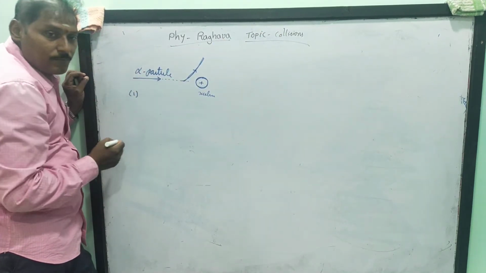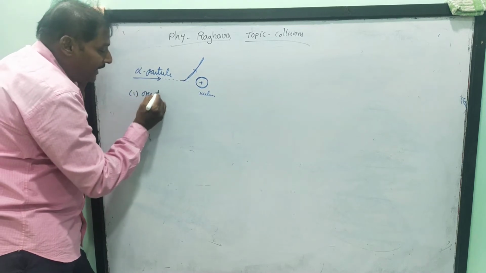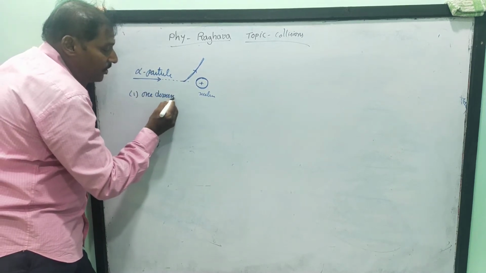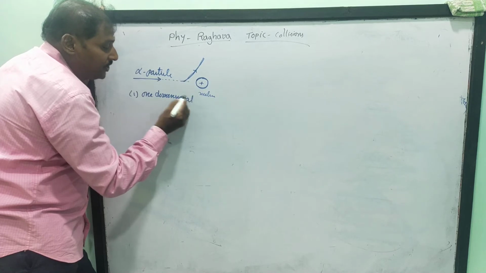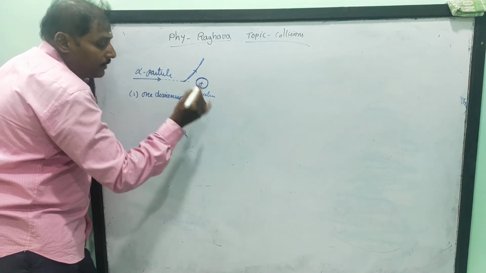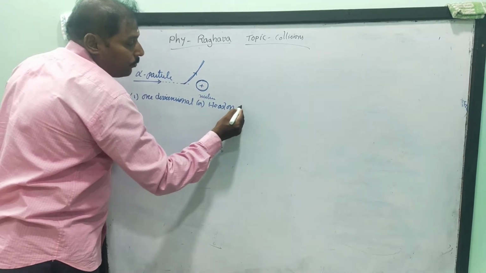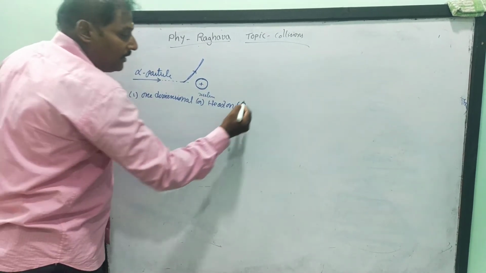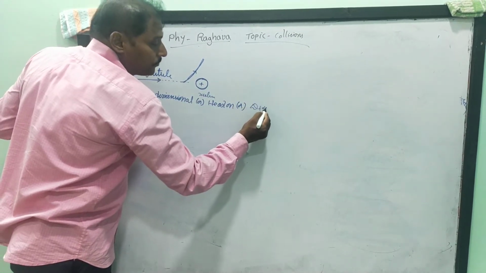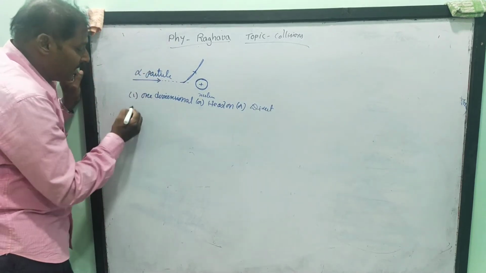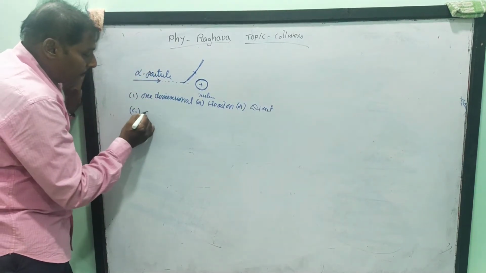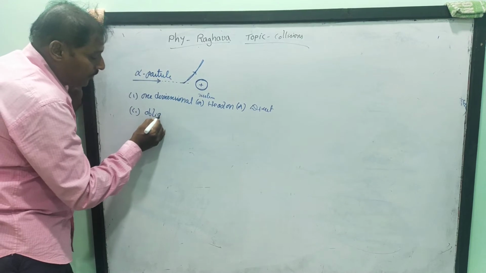Number one is one-dimensional collision, or head-on collision, or direct collision. Number two is oblique collision.